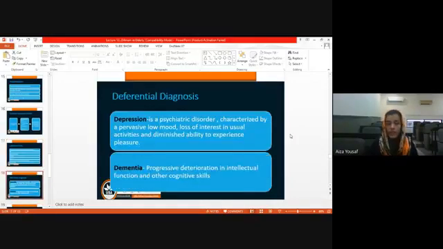Now, we have some differential diagnoses. Depression is a psychiatric disorder characterized by pervasive low mood, loss of interest in usual activities, and diminished ability to experience pleasure. While dementia is the progressive deterioration in intellectual function and other cognitive skills. While delirium is the acute onset of change in the mental state and attentiveness.